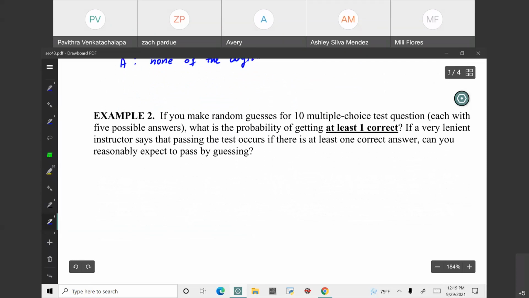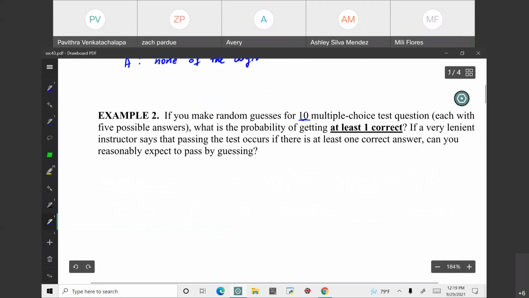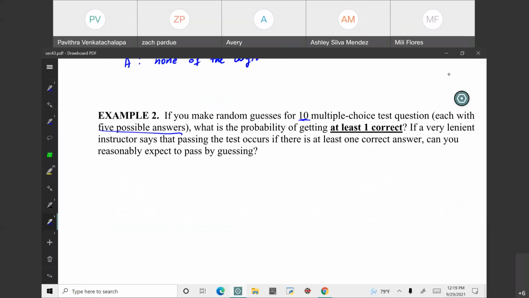Okay. So if you make a random guess for a 10 multiple choice test question, so there are 10 questions and how many options do we have? 5, right? Multiple choice. So they are saying that there are 10 questions with 5 possible answers, that is 5 choices. What would be the probability of getting at least one correct? We have to find the probability of A, at least getting one correct.